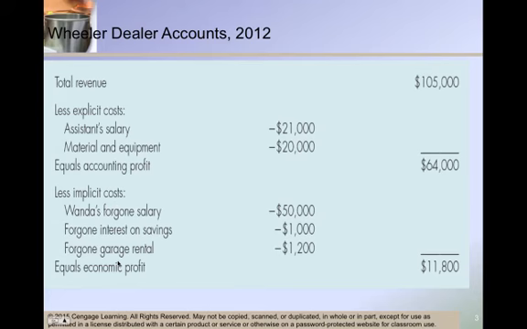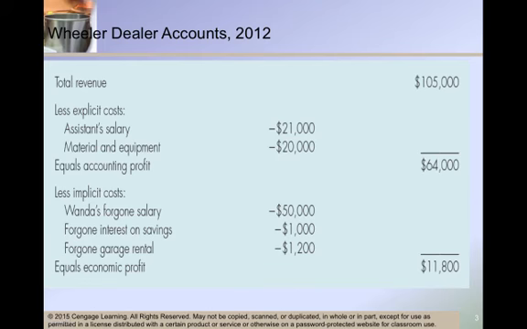Also, foregone garage rental. In this example, Wanda is actually using her garage at home to run her business out of. If she didn't, maybe she could have rented that garage out for $1,200 a year, let's say. So that's another implicit cost. That's some money she could have been making, but she's not because she's running the business. Again, these implicit costs wouldn't show up on an accounting income statement, but they are costs that you need to take into account if you're starting up or running a business.